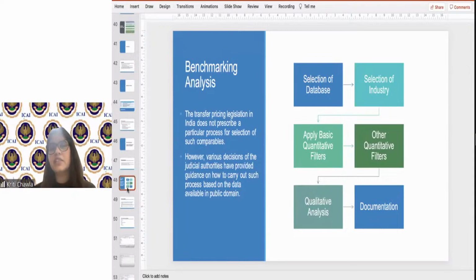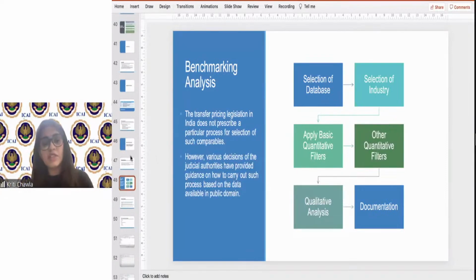We put them all together, and this is how we find out comparable companies. So what I'm really trying to say is that it's not available in the guidelines. It's just a process that we've established by using the guidance which is provided in different case laws and given by decisions of the judicial authorities. So how do we calculate it?